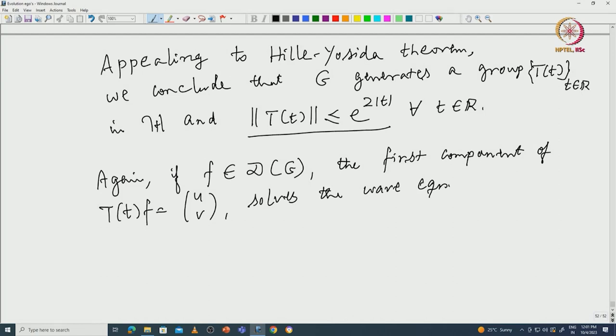So, with that I come to an end of this discussion on the wave equation, and in the next class we begin with our final topic, namely the Schrödinger equation. Thank you.